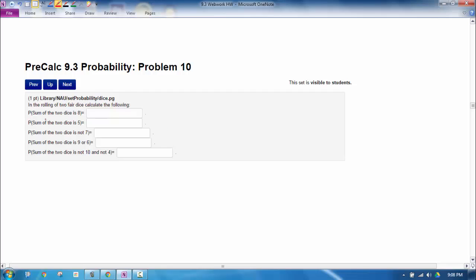Okay, for the next problem, we want the probability that the sum of two dice is 8. The ways of getting a sum of 8 with two dice would be: you could roll a 2 and a 6, a 6 and a 2, a 3 and a 5, a 5 and a 3, or a 4 and a 4.